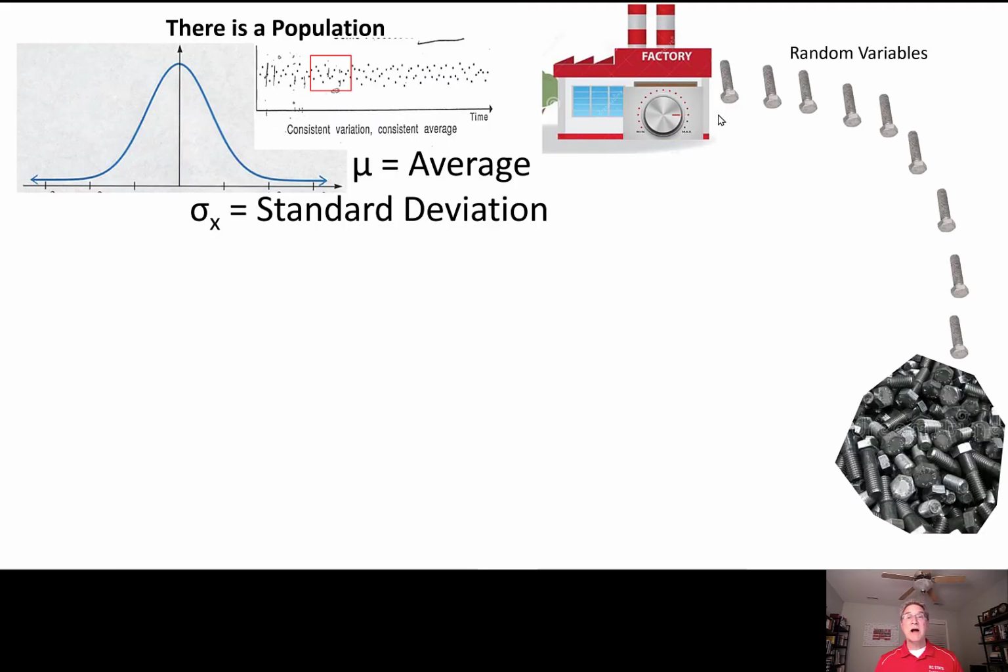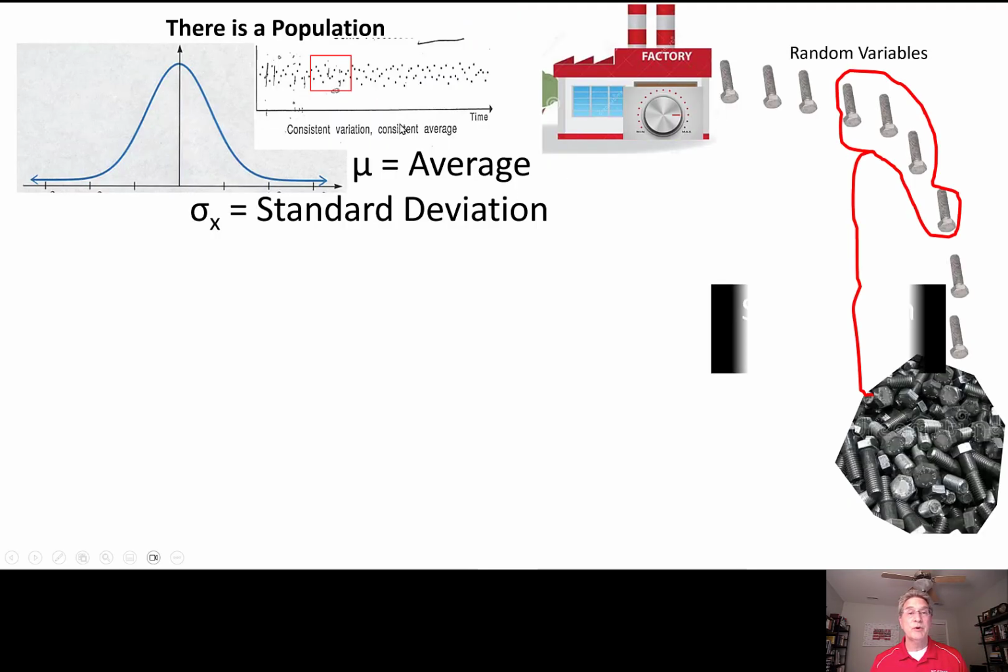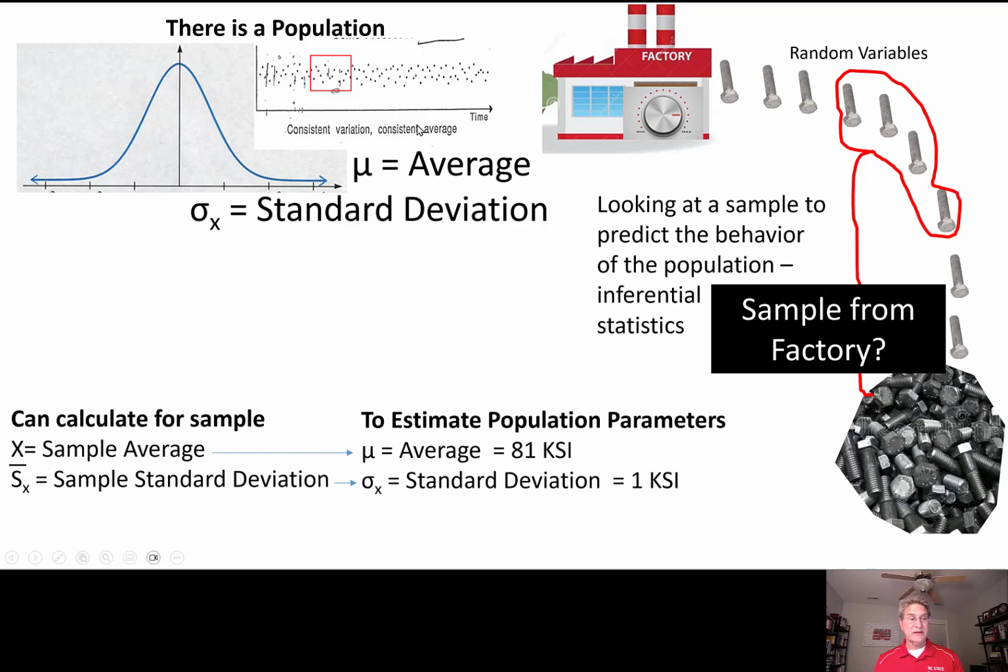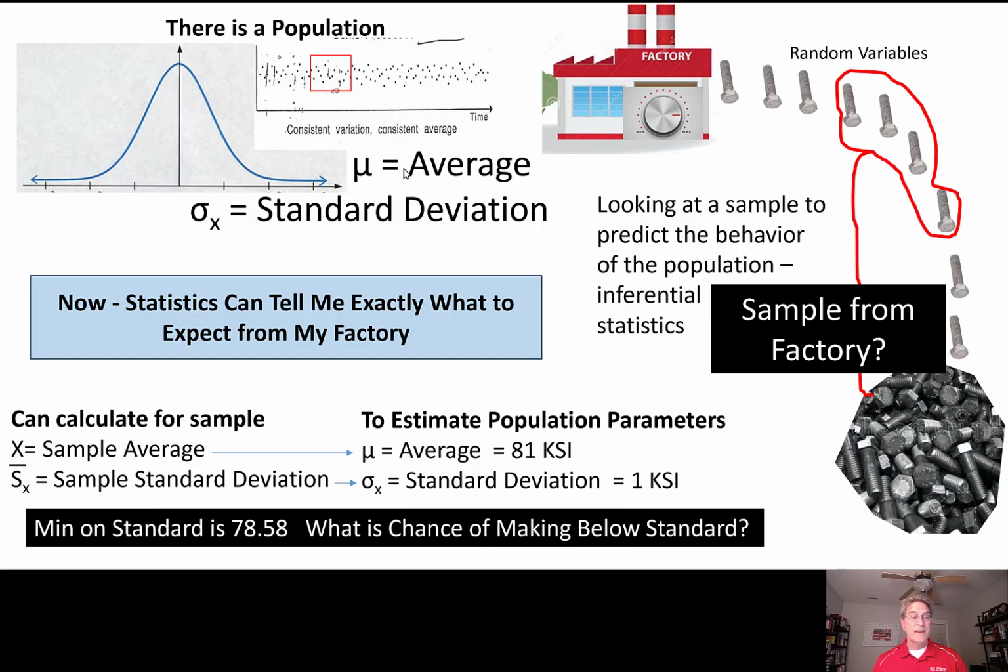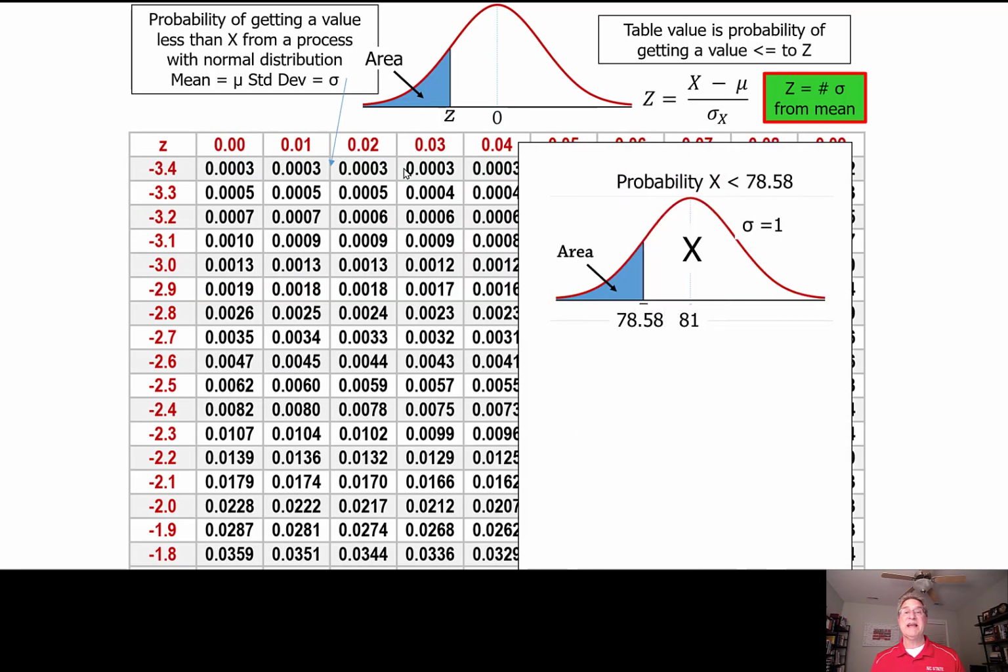So let's put it in context of an example, the same one we've been looking at. We take a sample, we have 81 and 1, our sample average and standard deviation, estimating the population. And now statistics will tell me exactly what I want to know. So the minimum on the sample is 78.58. We've been seeing that. Now, what's the chance of getting below that? I can tell you that. Probability of x less than 78.58.